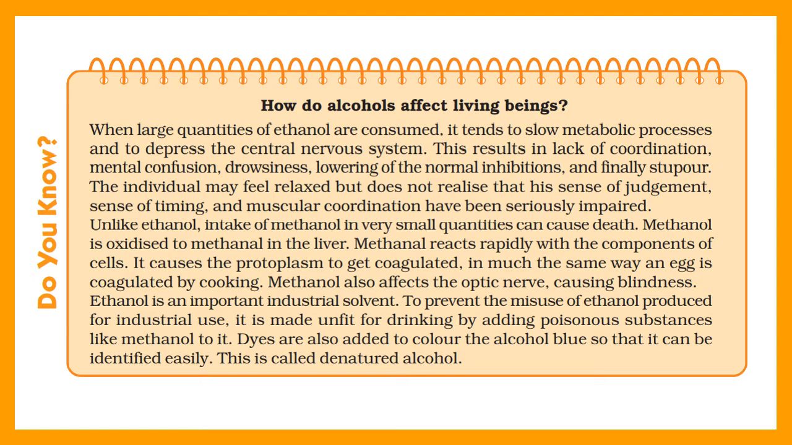Alcohols affect living beings. How do they affect? See, when large quantities of ethanol are consumed, it tends to slow metabolic processes and to depress the central nervous system. It results in lack of coordination, mental confusion, drowsiness, lowering of the normal inhibitions, and finally stupor. The individual may feel relaxed but does not realize that his sense of judgment, sense of timing, and muscular coordination have been seriously impaired.